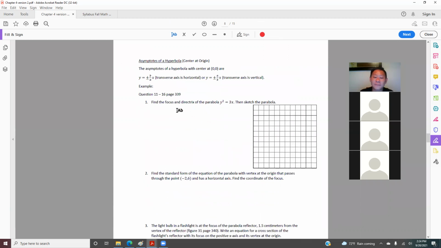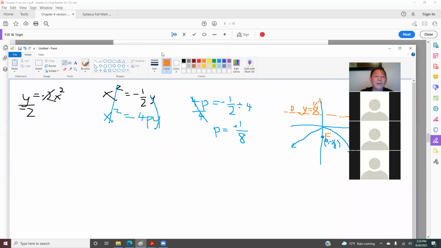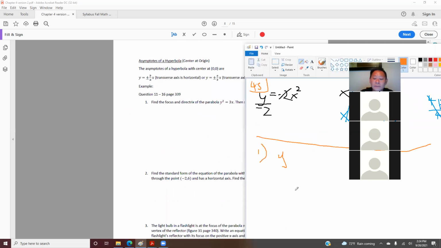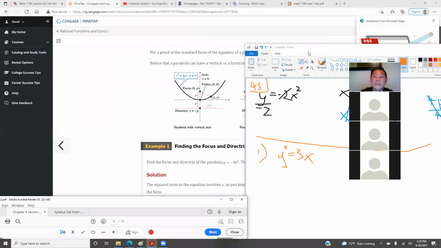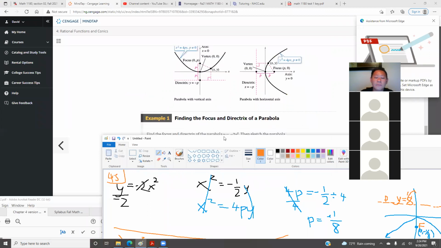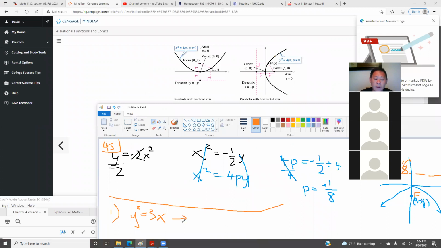All right, this is the same thing: y squared equals 3x. This is the real example we're going to do, so I'm going to write it down here. This is question 1, 4.3. y squared equals 3x. Can someone first tell me, looking at this, is this going to be a vertical one or a horizontal one? Horizontal. Okay, so this is a parabola with the horizontal axis. You can short form this, I understand it.